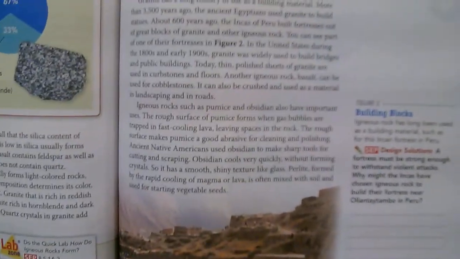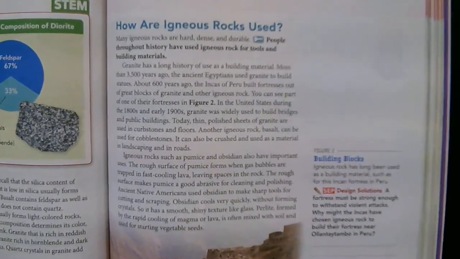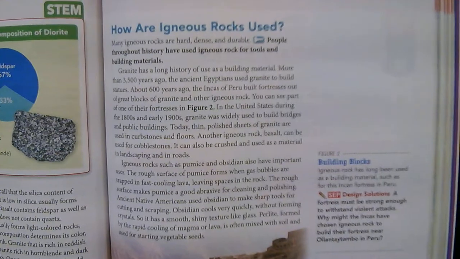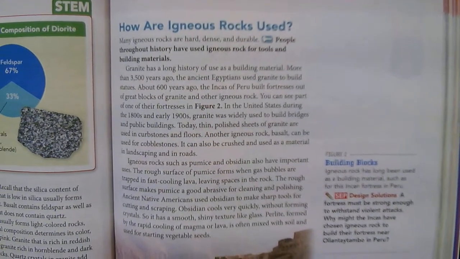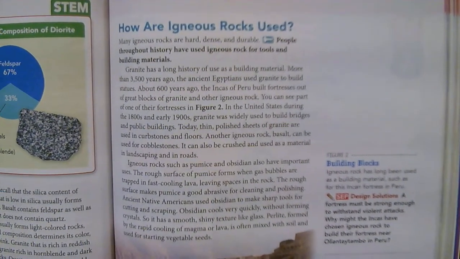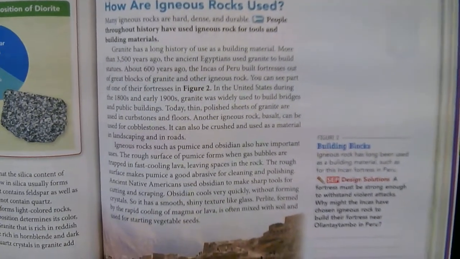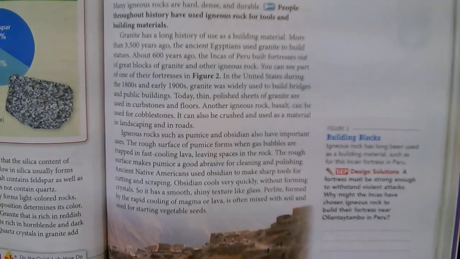How are igneous rocks used? Many igneous rocks are hard, dense, and durable. People throughout history have used igneous rocks for tools and building materials. Granite has a long history of use as a building material.